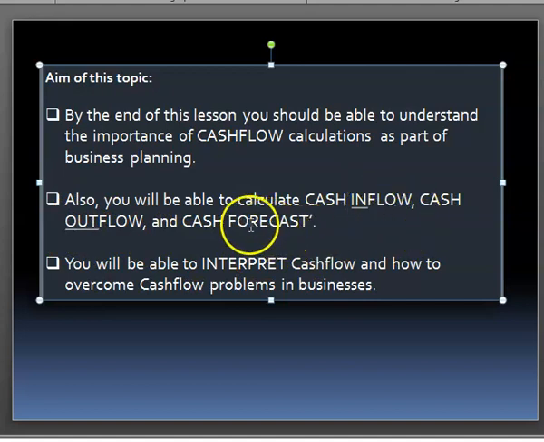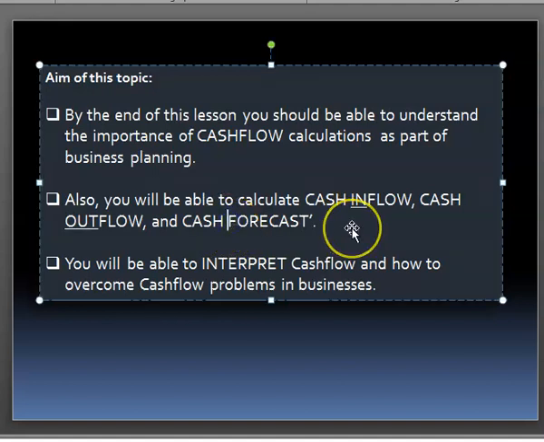Okay, and the forecast is a prediction of how much money a business is going to have at the end of each month. For instance, are they going to have enough money to be able to pay every outflow, that is every payment that they need to make within the period?